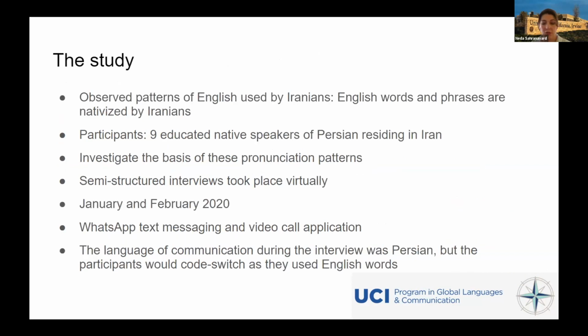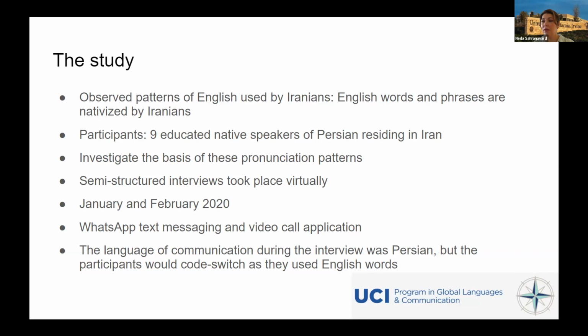So I'm going to introduce the study based on the observed patterns. I taught English in Iran, and also I taught English here in the United States, and I had a lot of Persian students in my classes. So I observed a lot of patterns, and then I started investigating those patterns, and I conducted some interviews with nine educated native speakers of Persian in Iran. They were residing in Iran, and I first started investigating the pattern of pronunciation, and I found other patterns as well.